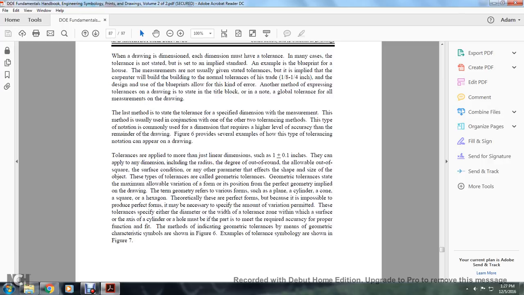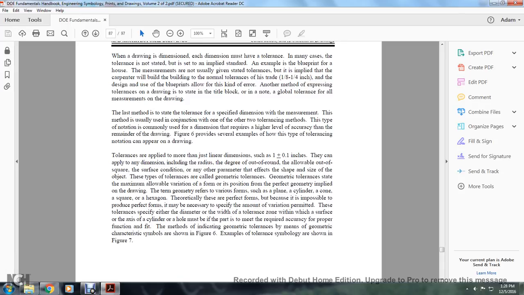The geometric tolerance states the maximum allowable variation of the form and position from the perfect geometry implied within the drawing. The geometry determines the various forms, such as the plane, cylinder, cone, square, and hexagon. Theoretically they are perfect forms, but because it is impossible to produce perfect forms, it is necessary to specify the amount of variation permitted.